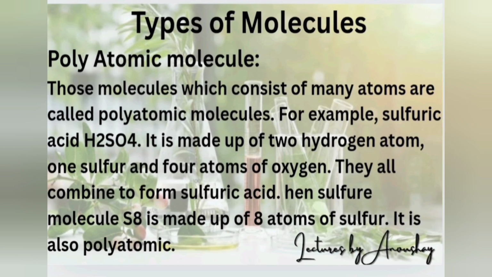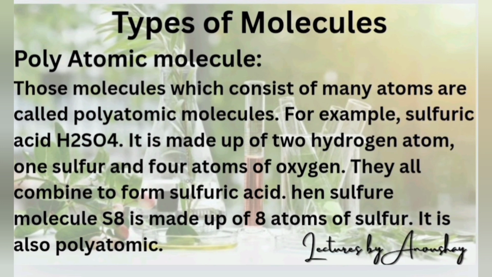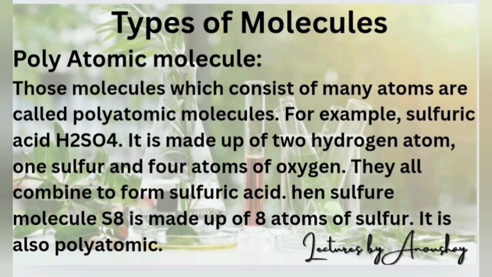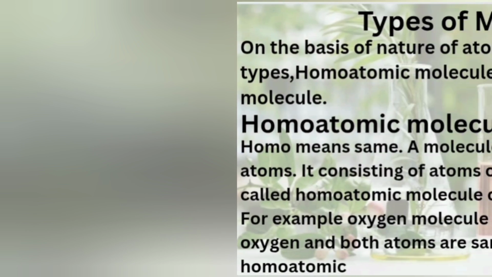Now there are polyatomic molecules. Poly means many. Those molecules which consist of many atoms are called polyatomic molecules. For example, sulfuric acid, H2SO4. It is made up of two hydrogen atoms, one sulfur, and four atoms of oxygen. They all combine to form sulfuric acid. So here you see it involves so many atoms. So that's why it is called a polyatomic molecule. Then the sulfur molecule is made up of 8 atoms of sulfur. It is also polyatomic.